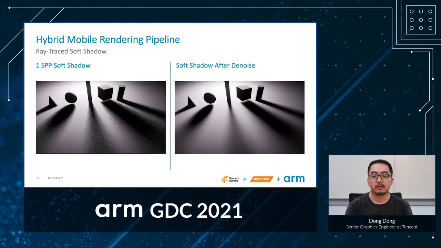Now let's take a look at ray tracing features. This is our soft shadow effect with and without denoiser. The left figure is one SPP shadow generated by importance sampling, and the right figure is the final soft shadow result filtered with our shadow denoiser. Next section, I'll show how we achieve this.